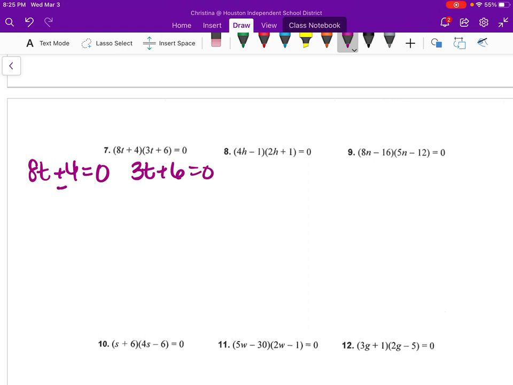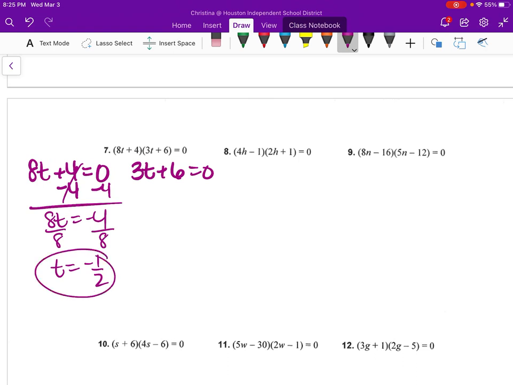Just like normal, we're going to solve. I'm going to divide both sides by 8. So t is going to equal negative 1/2. Okay, don't panic. If you think about this, on the x-axis, there is a space for negative 1/2. We don't use it very often, but it can have a fraction for your answer. So if you get to questions that look like this, don't panic. Keep solving. You have your answer.